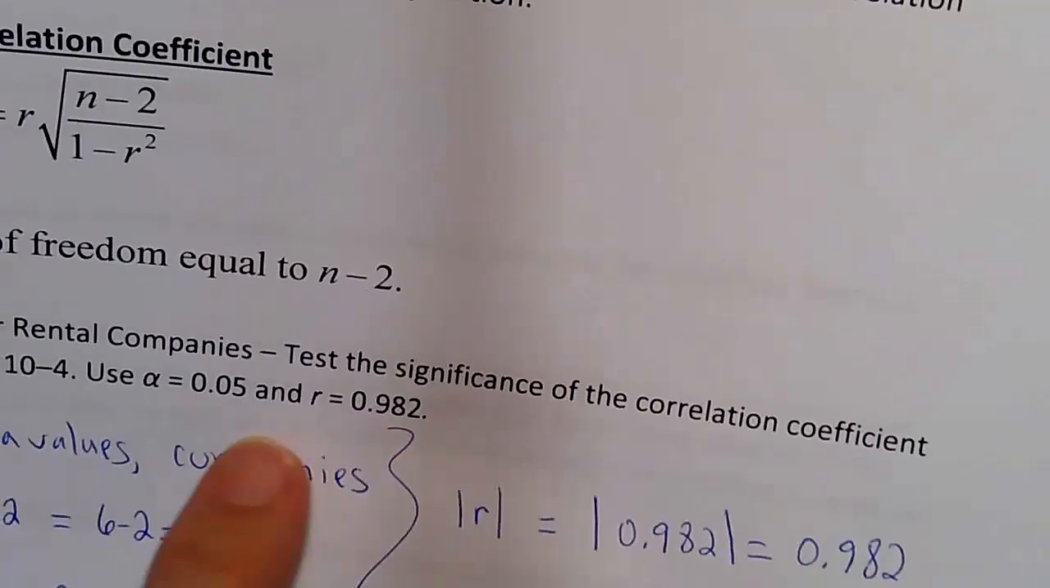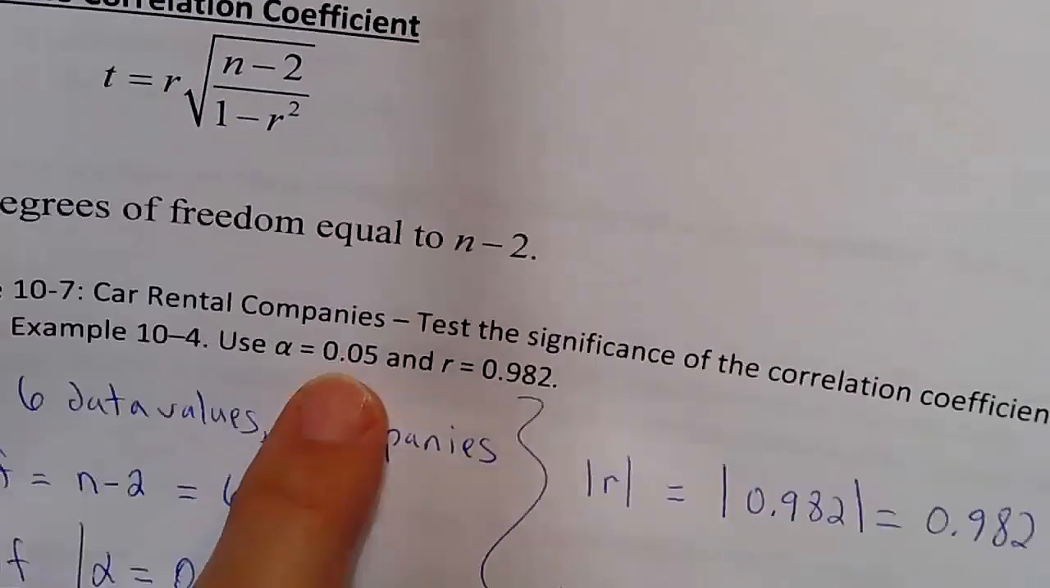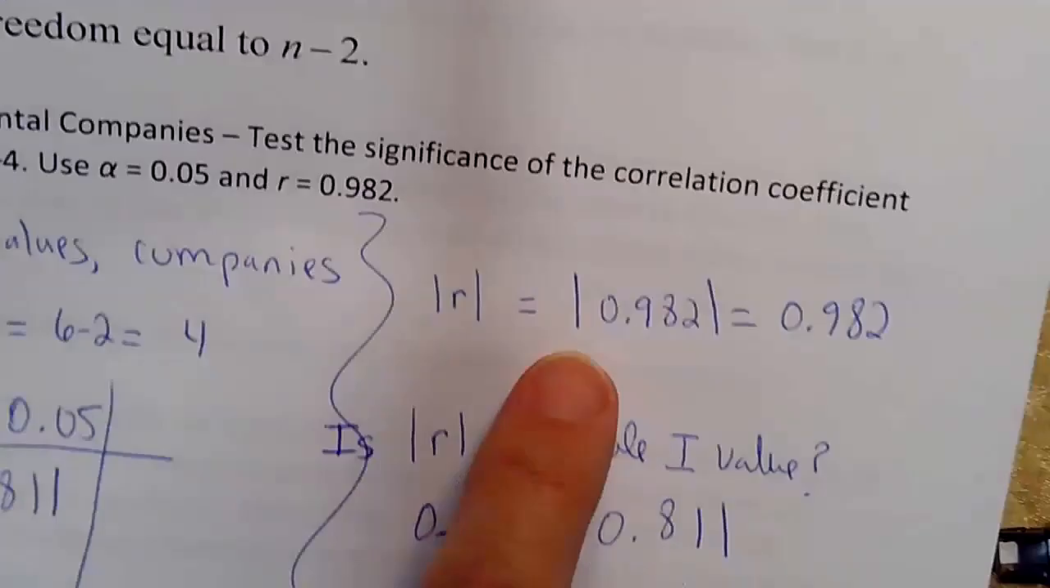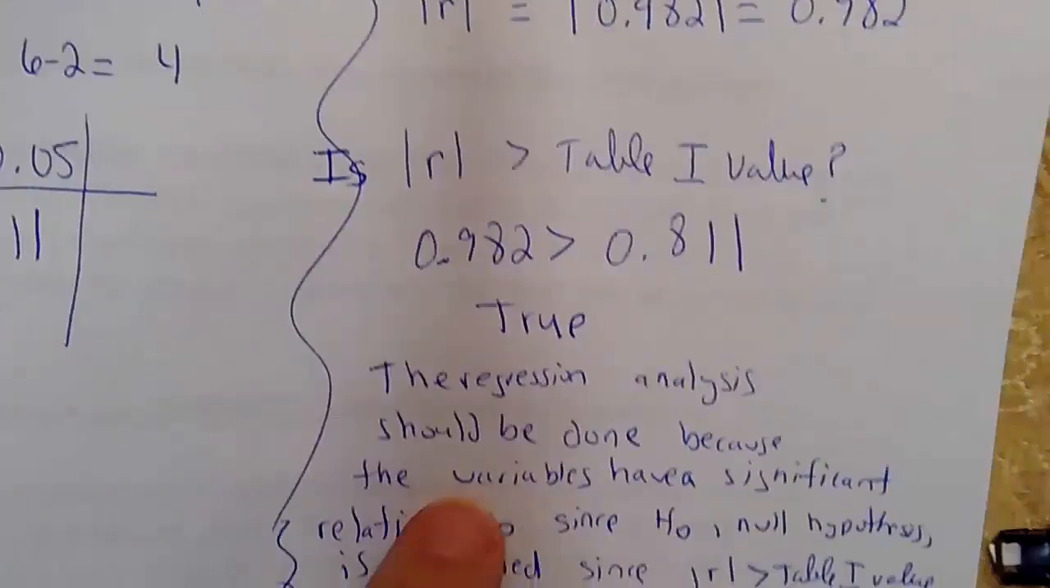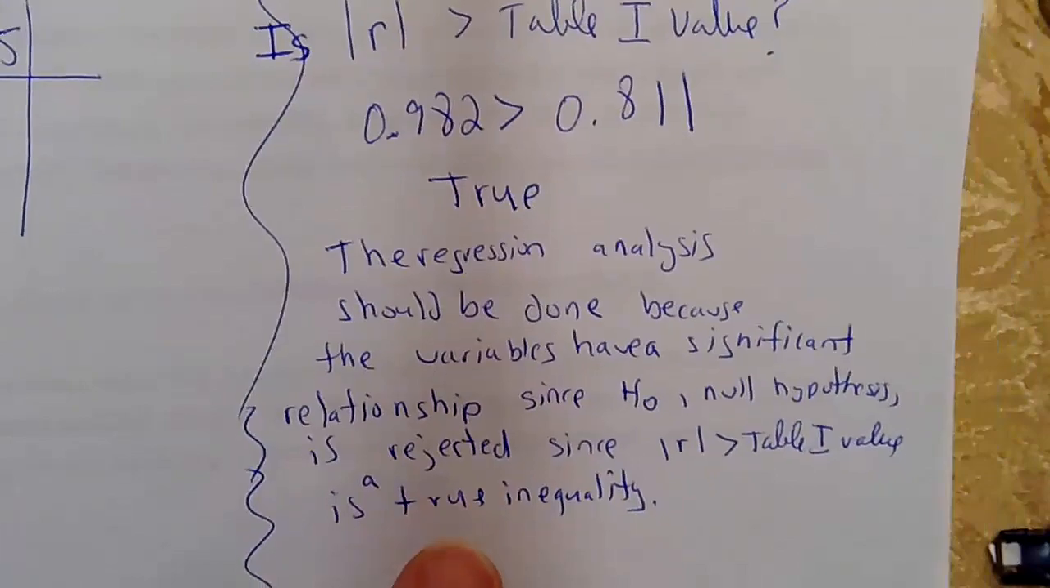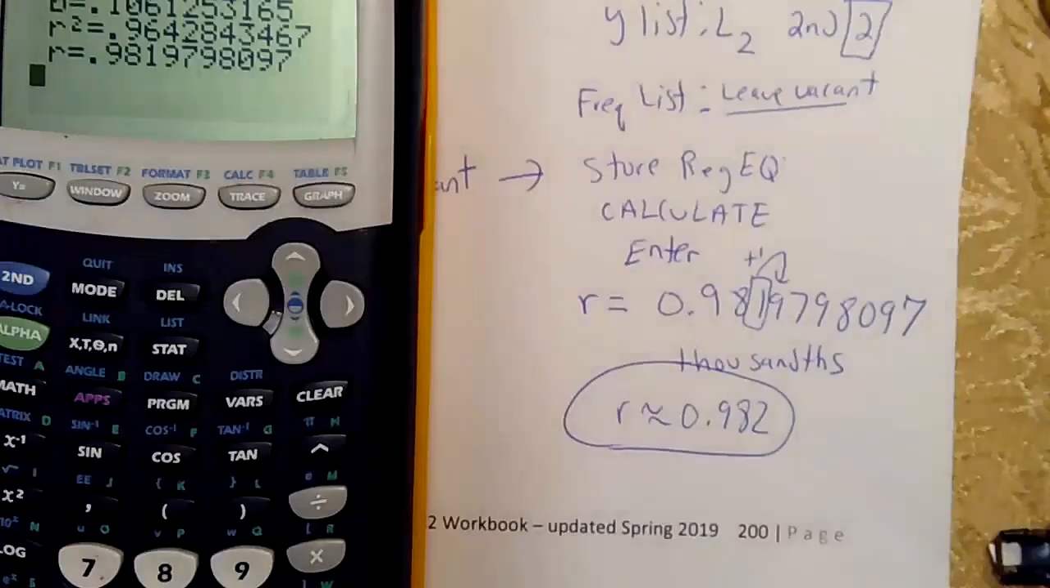And then the alpha was 0.05, remember? And we already did this test. It was true, so regression should be done. So we should provide the equation. So those are the two things you should do.